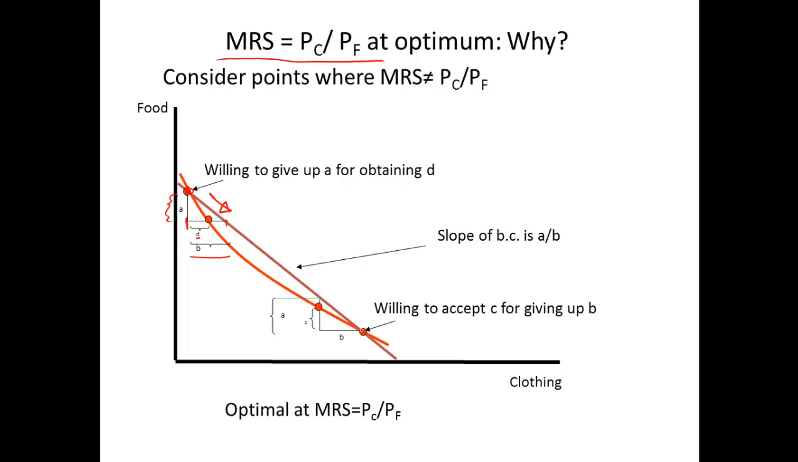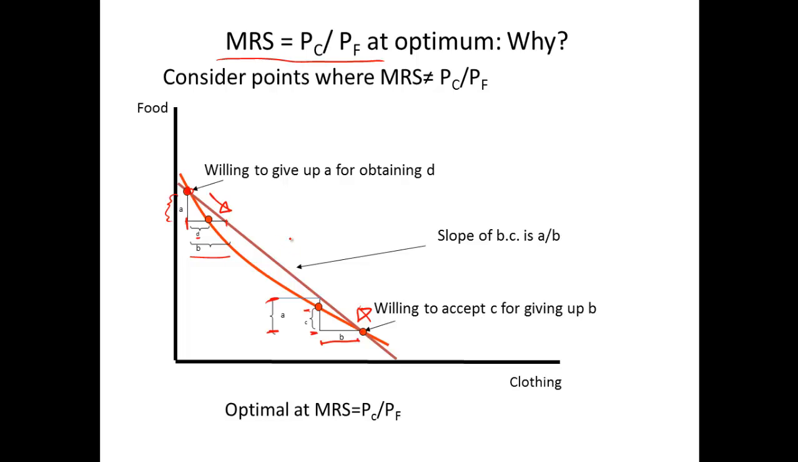At this other point, this individual is willing to accept C for giving up B. So this person would give up all this just to get this much, but the market's willing to make a better deal with this person and give this person A in exchange for B, and so the person can become better off moving in this direction.